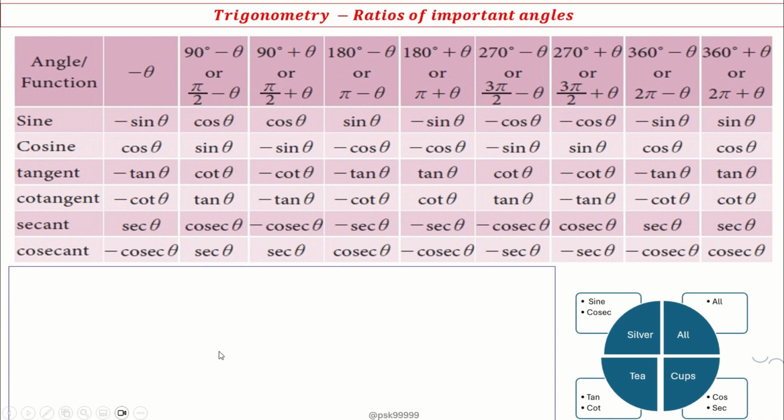Right? So they are complementary angles. When the complementary ratio should be applied: if the angle is an even integer multiplied by pi by 2 plus or minus theta, then the trigonometric function remains the same.